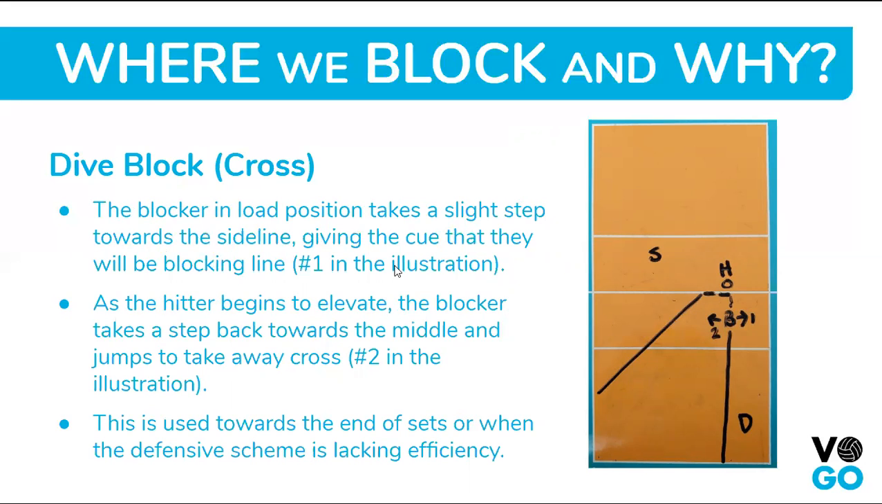So what this does is it gives the cue or the illusion to the hitter that the blocker is going to block a line. As that hitter begins to elevate or as they begin to jump to hit the ball, instead of staying at the line, the blocker is actually going to take a step towards the middle and shift into the middle so that when they go to block, what they're doing is actually taking away cross.